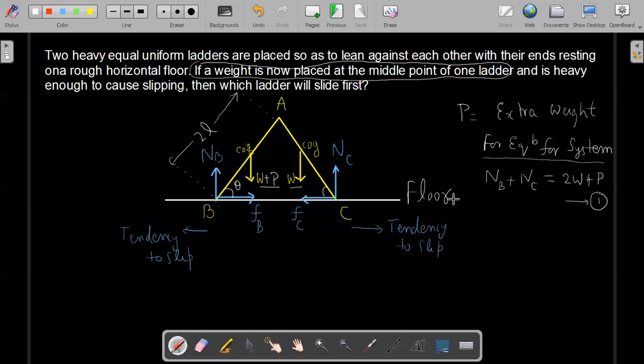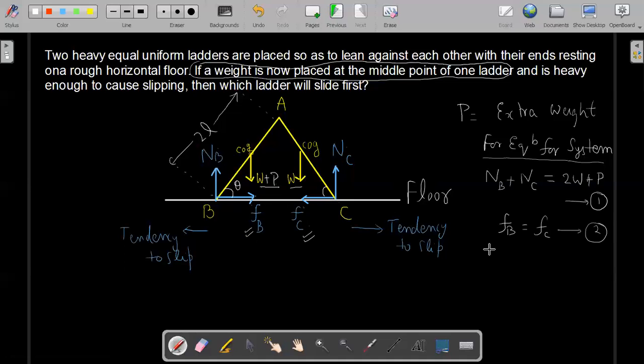For the horizontal direction, the friction on ladder AB is towards the right side, that is FB, and the friction on ladder AC is towards the left side, that is FC. These two forces must balance each other for horizontal equilibrium of the complete unit. So you can write that FB equals FC. That is the second equation for the horizontal equilibrium.